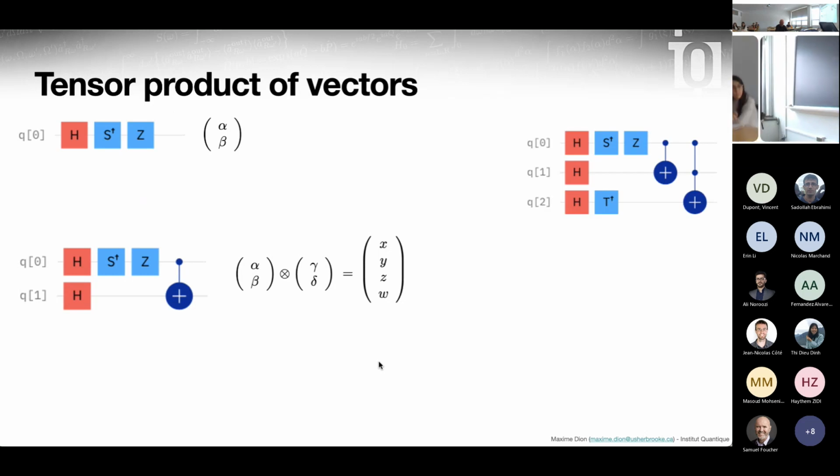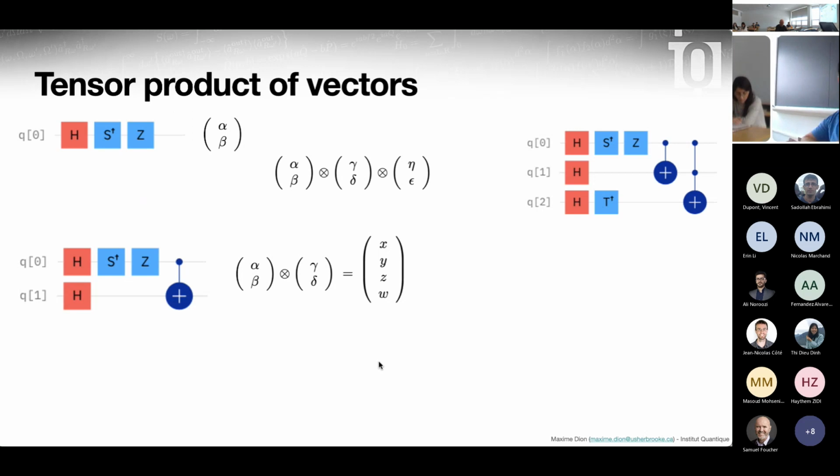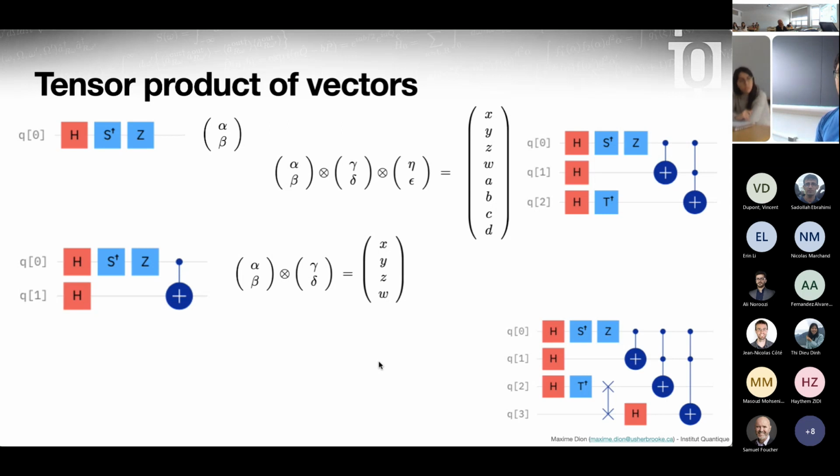What happens if you have 3? Then you have a tensor product of 3 vectors. This will give you an 8-dimensional vector. Every time you add a qubit, you double the number of elements. If you write down the tensor product for 3 qubits, you'll realize that every time you take a tensor product with a 2-dimensional vector, you double the size of the vector. What about 4? You will get 16. So in general the vectors have dimension 2 to the n.